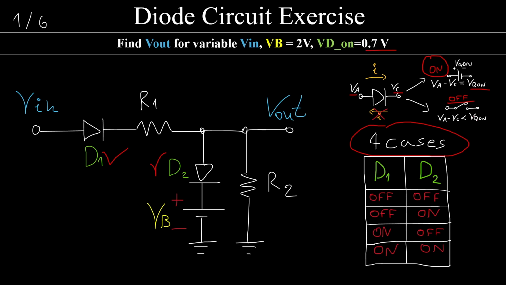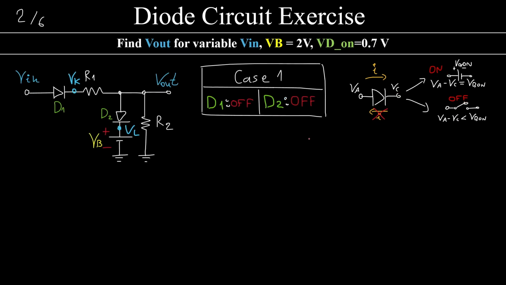When the diode is off, it is represented by an open circuit. When it's on, it's represented by a battery like this, with a voltage and a polarity like this. In our first case, we're going to say, what if both D1 and D2 are off? It's important to identify the voltages on the anode and the cathode of both diodes. For D1, the anode is Vin, the voltage at the cathode is Vk. For D2, the voltage at the anode is Vout, and the voltage at the cathode is VL.